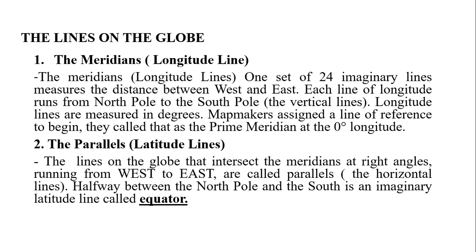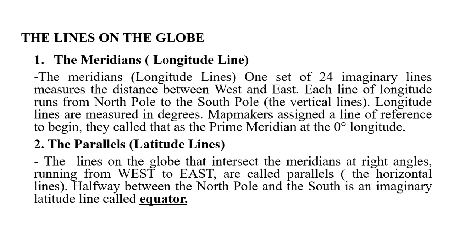Next is the parallels or the latitude lines. The lines on the globe that intersect the meridians at right angles, running from west to east, are called parallels, or the horizontal lines. Halfway between the North Pole and the South Pole is an imaginary latitude called the equator. Latitude is the measurement of the distance north and south of the equator. It is measured with 180 imaginary lines that form circles around the earth, east and west, parallel to the equator.